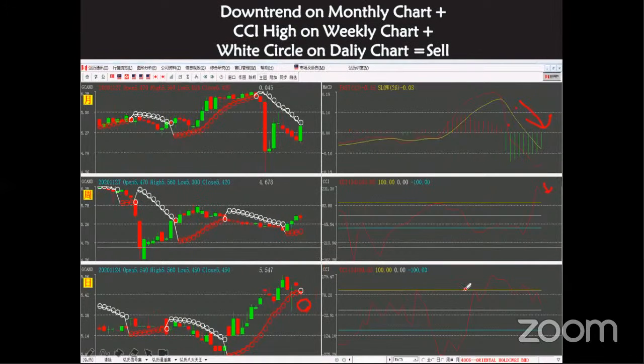Yeah, so selling points appear. Since both the monthly chart and the weekly chart are not so beautiful, I think this is only a short-term rebound. Then the rebound has already finished, so we must sell.